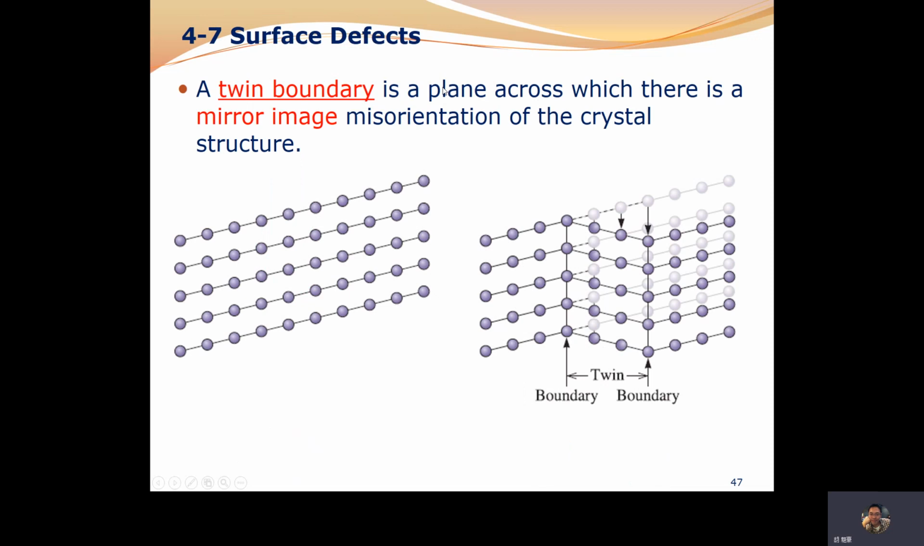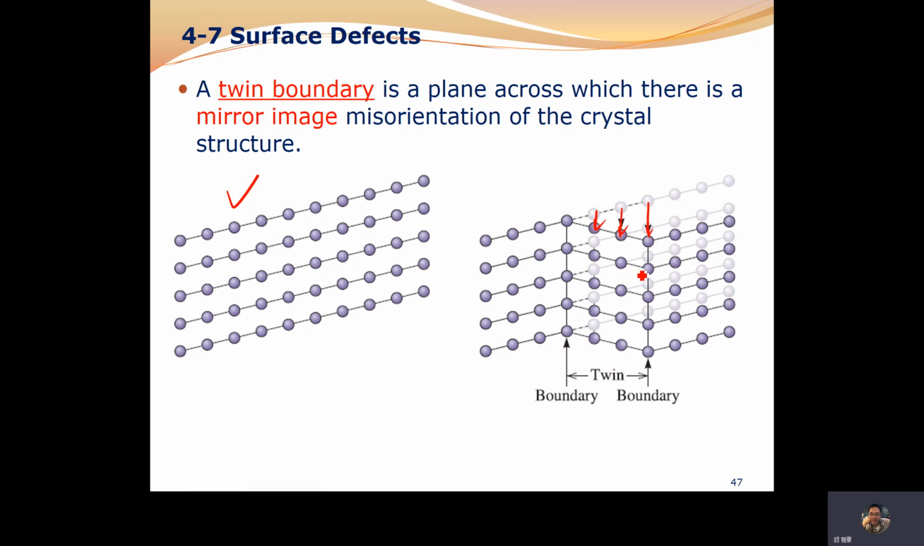And as I mentioned previously, the twin boundary is a plane across which there is a mirror image misorientation of the crystal structure. Therefore, when we apply a stress on the metal, its crystal deformation might be a slip process or twinning. For example, we have a crystal structure like this, and when we apply a shear stress on it, the atoms move.